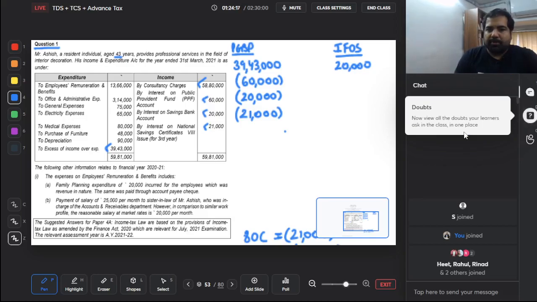Employees remuneration and benefits looks okay. Office admin expenses looks okay. General expenses look okay. Electricity looks okay. Medical expenses depends if it's for employees, looks okay. So we'll just tick mark right now.